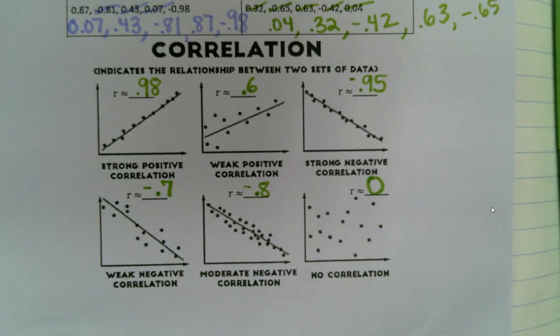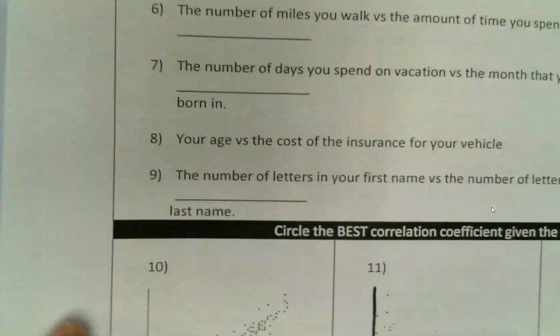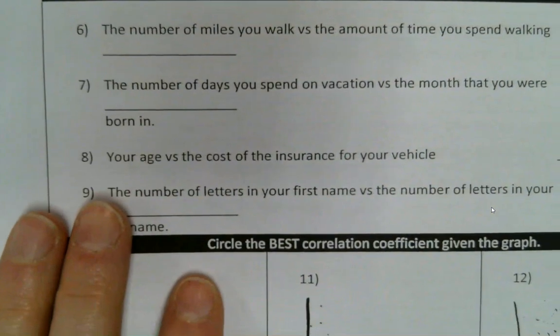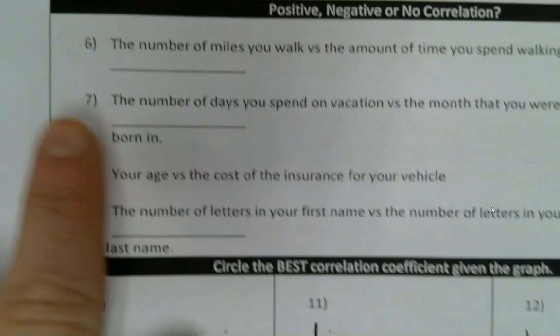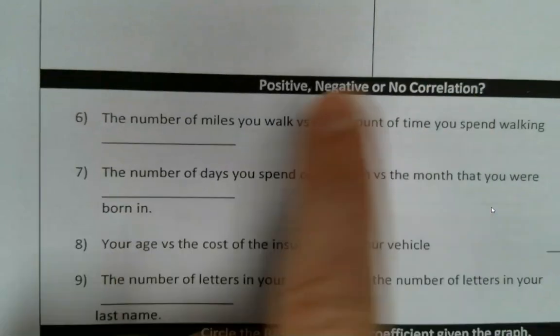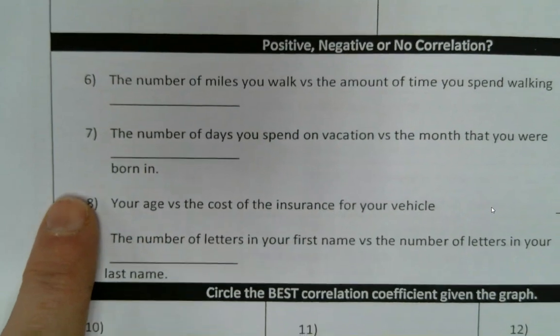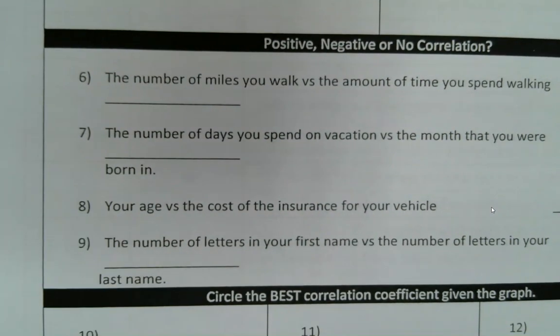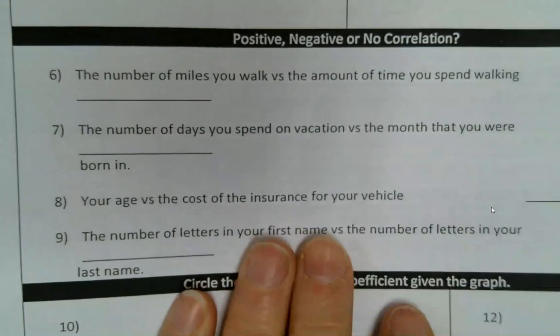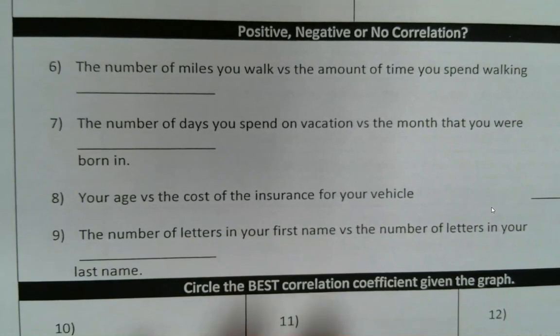So you have an assignment. There is one that I wanted to go over with you. It's on the back. I'll show you it, or I'll pass them out in a minute. Positive, negative, or no correlation. The one I want to go over is number 8. Your age and the cost of insurance for your vehicle. Y'all know much about car insurance?